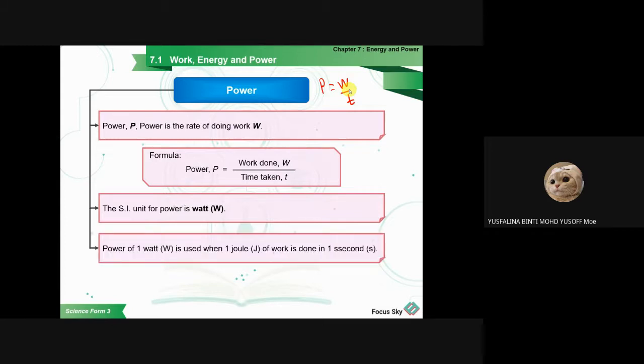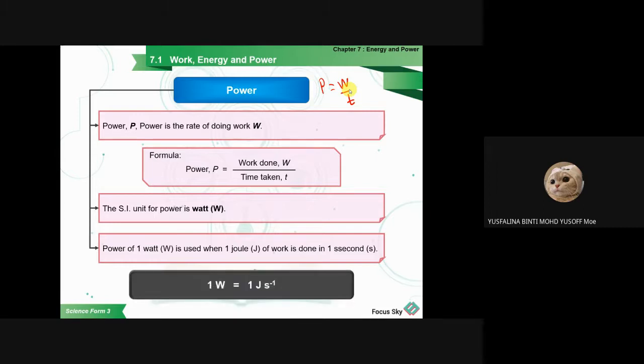Power of 1 watt is used when 1 joule of work is done in 1 second. So we can say the power is 1 watt if we do work of 1 joule in 1 second. That amount of work in 1 second is 1 joule, so that's the meaning of power. So 1 watt is equal to 1 joule per second.